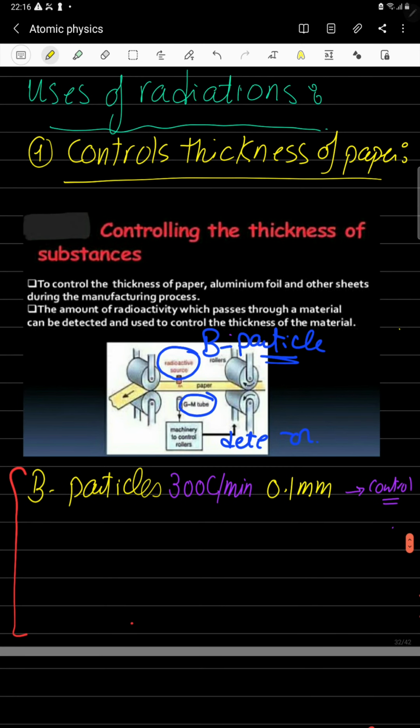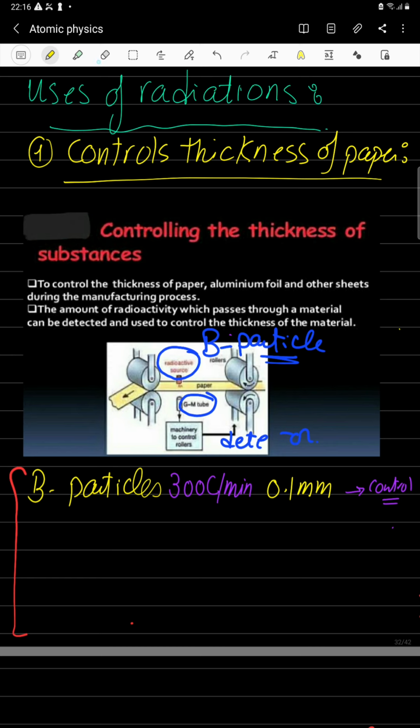What are the uses of radioactive isotopes? How do we use the alpha and beta and gamma radiation? Are they helpful or they are something harmful and have to be avoided? They have many useful applications. Number one, they are used to control thickness of paper.